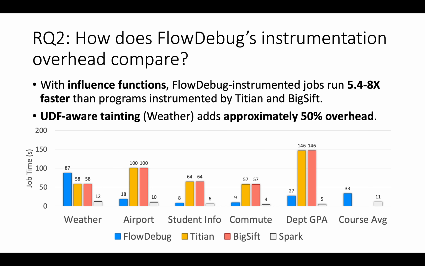For our second question, we also wanted to observe how FlowDebug's instrumentation overhead compares. By instrumentation overhead, we mean the overhead of running the original program with FlowDebug as opposed to Titian, BigSift, or Apache Spark. Now we split our results here based on which approaches were being used. Within the programs that used influence functions alone, FlowDebug actually ran 5.4 to 8 times faster than programs instrumented by Titian and BigSift. On the other hand, for UDF-aware tainting, we found that FlowDebug actually added approximately 50% overhead.